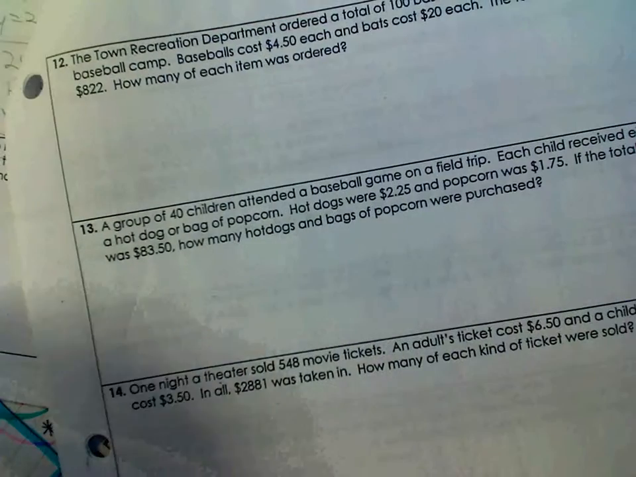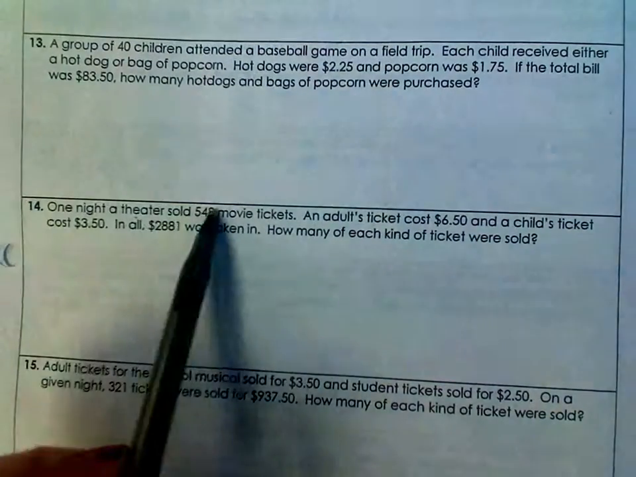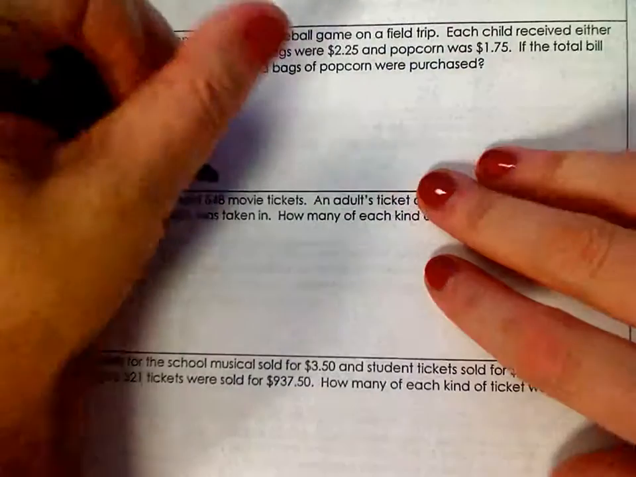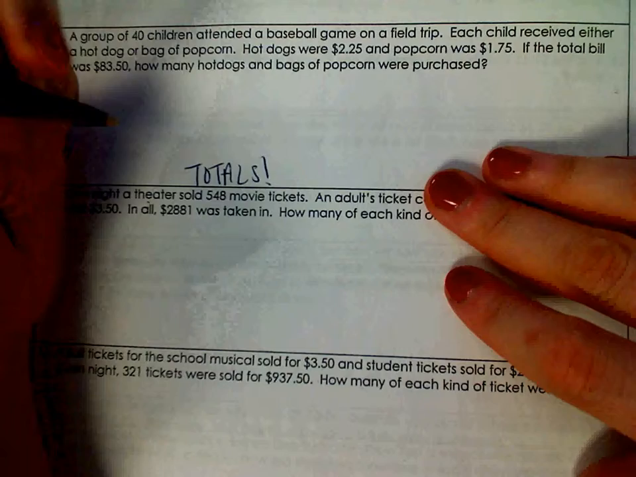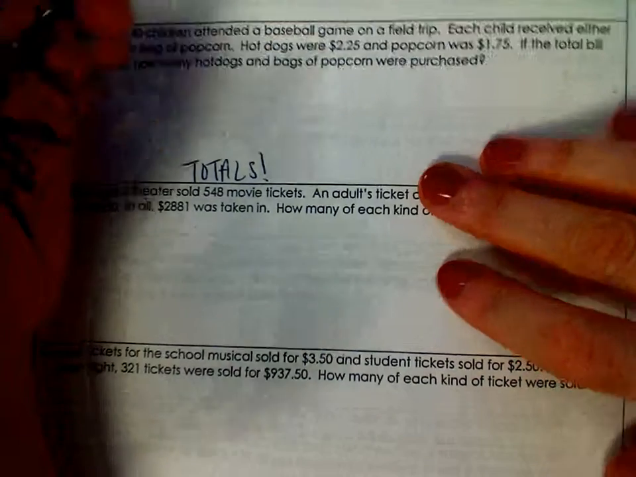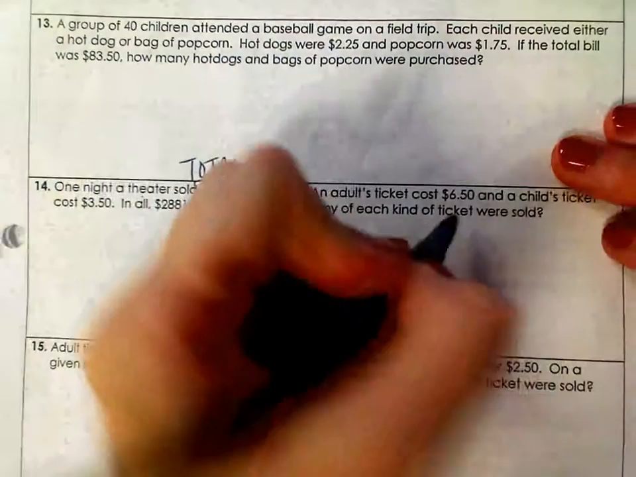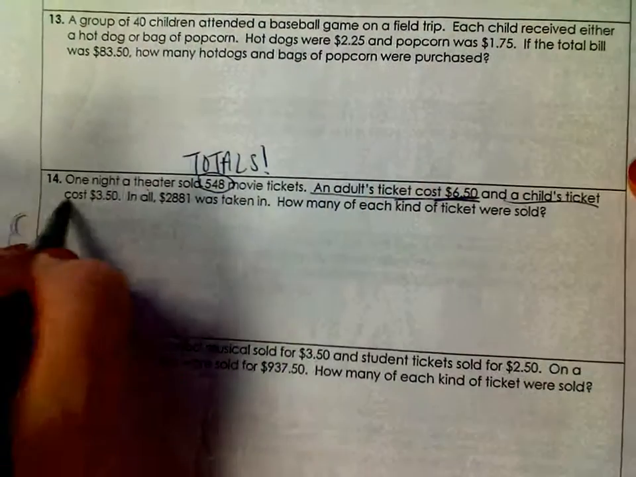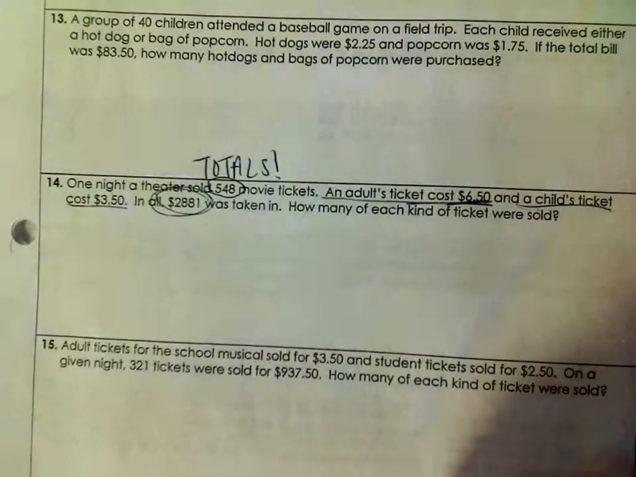Let's do number 14 on this page, where it says a movie theater sold 548 movie tickets. So this is where I was telling you guys to look for the totals, because the totals will tell you what the equations need to equal. So a movie theater sold 548 tickets, an adult ticket cost $6.50, and a child ticket cost $3.50. In all, here's another total, $2,881 was taken in. How many of each kind of ticket were sold?